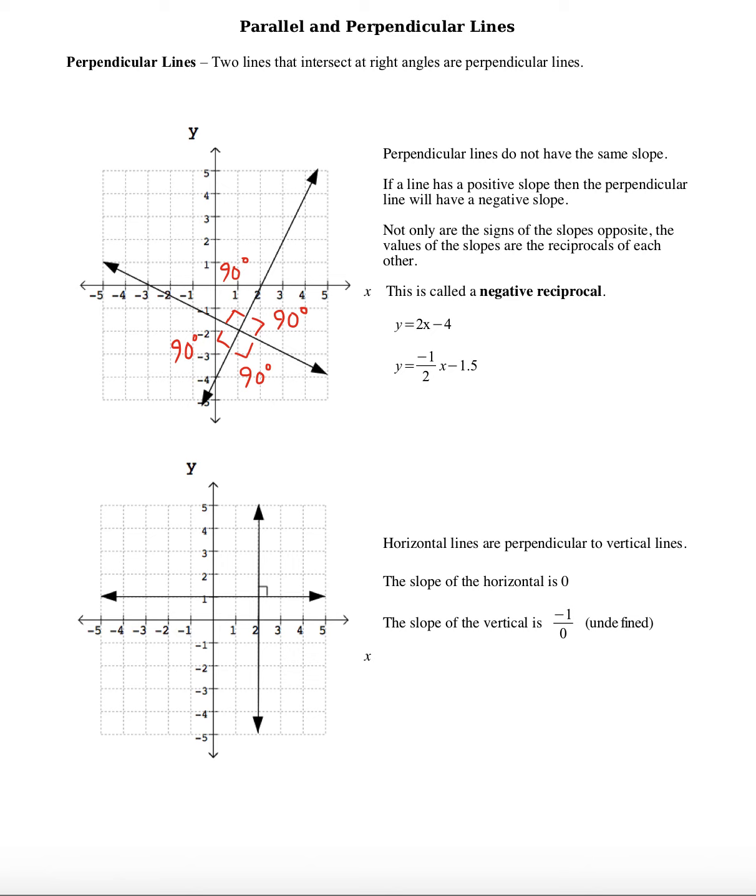Now it's a little tougher to tell from the equation if lines are truly perpendicular or not. The way we tell is we want their slopes to be negative reciprocals of each other. So while one has a positive slope, the other one needs to have a negative slope. Not only that, but they can't have the same size number of slope all the time.